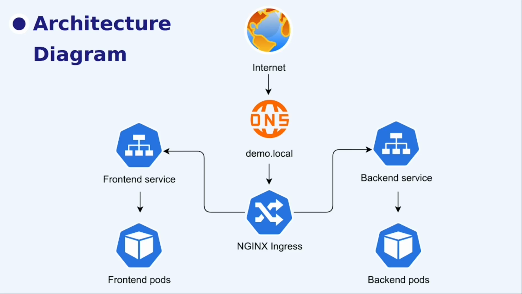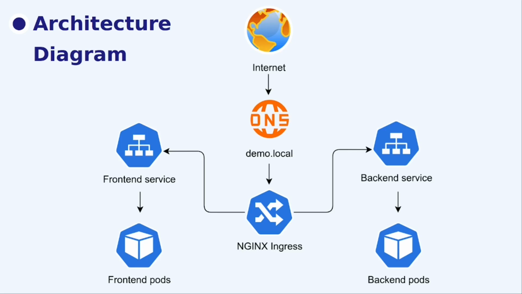Architecture diagram. Let's visualize the architecture more clearly. At the very top, we have the user accessing the website through a domain name, demo.local. Their requests travel across the internet and arrive at the Ingress controller. The Ingress controller then evaluates the routing rules and decides which service should receive the request.